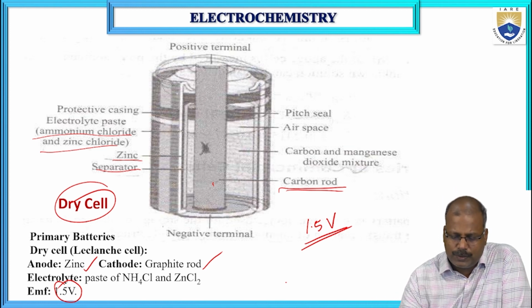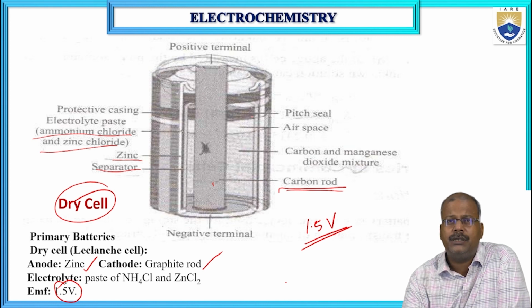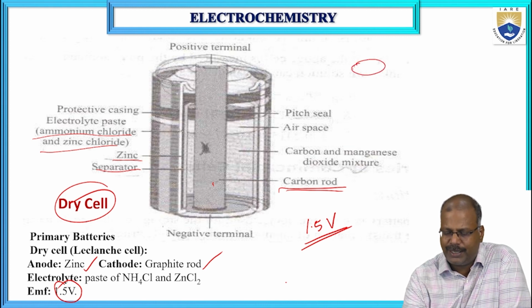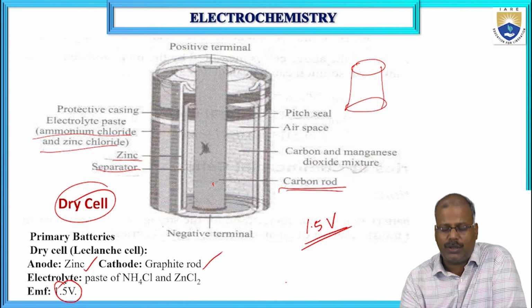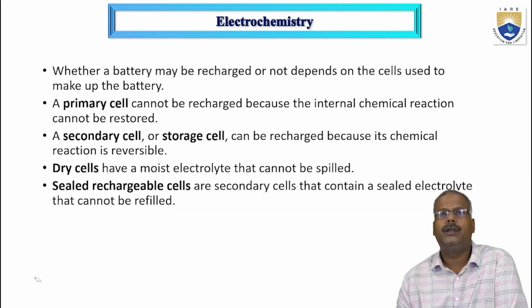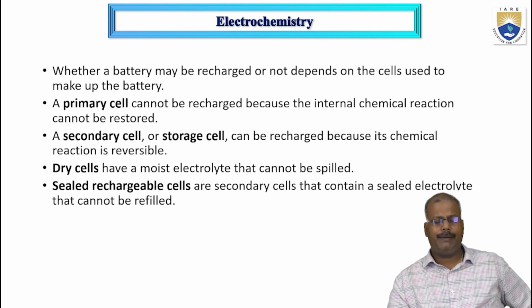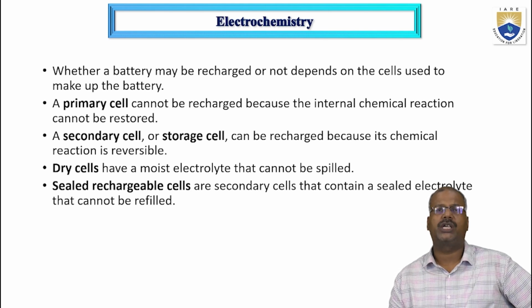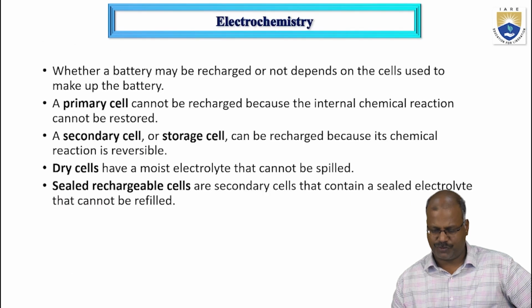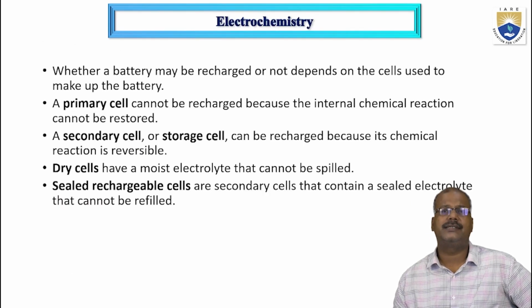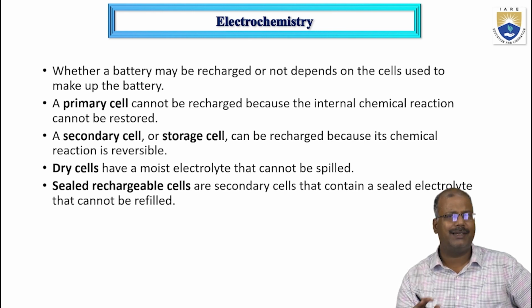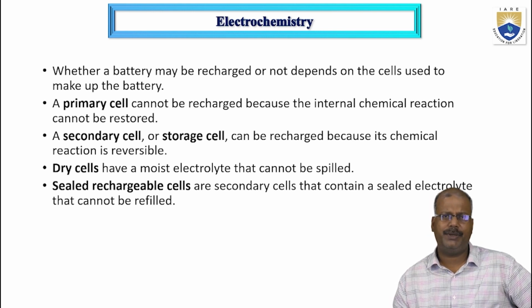Okay, so this is just a representation of a cylindrical battery. We have some batteries like this. How it looks inside is what is shown here. Whether a battery may be recharged or not depends on the cell chemistry, the active materials in the cell. We call it the cell chemistry. So whether a battery may be recharged or not depends on the cells used to make up the battery.